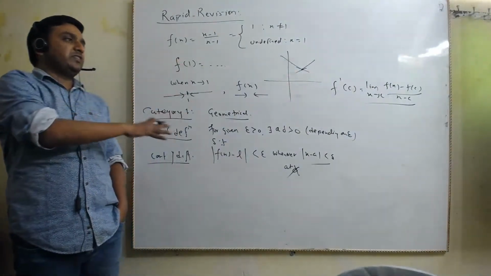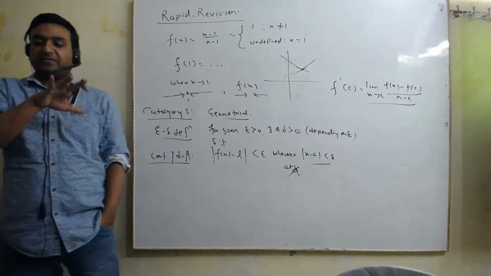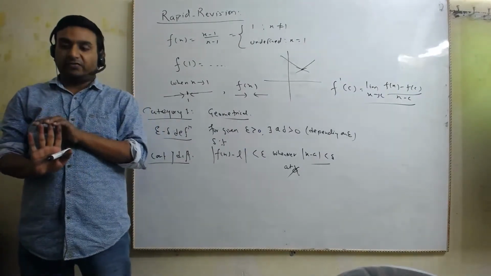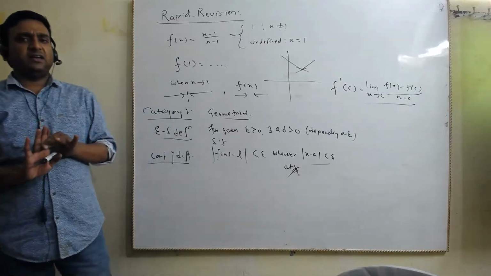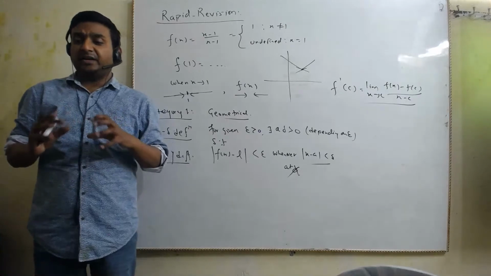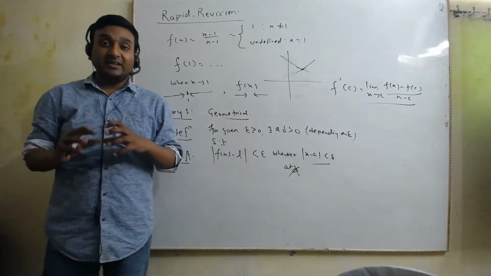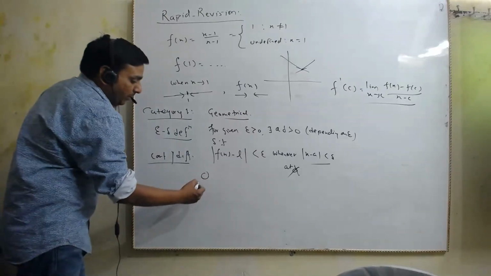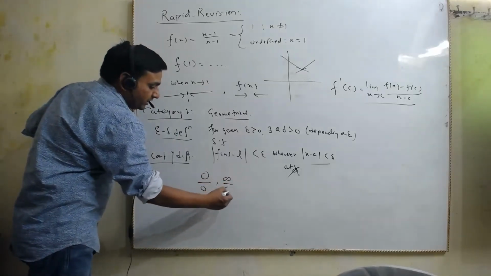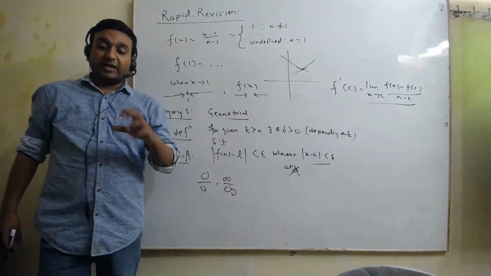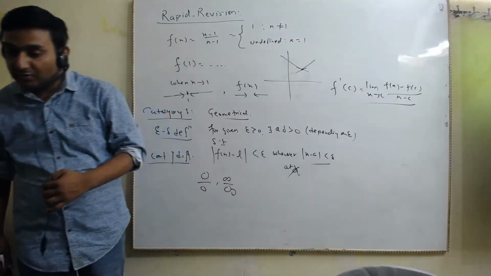Apart from all these scenarios, ultimately we have summarized everything with the limit, continuity, and differentiability. I told you here indeterminate forms as well, right? In indeterminate forms, what I told you is you apply L'Hopital rule only for either 0 by 0 or infinity by infinity.